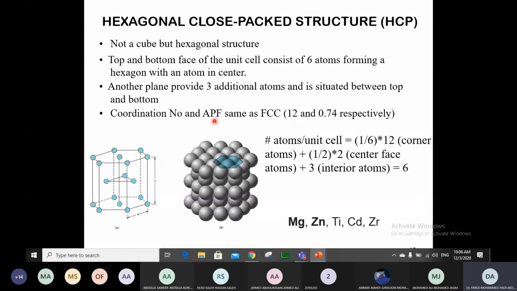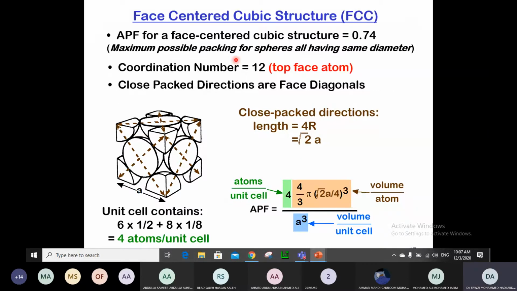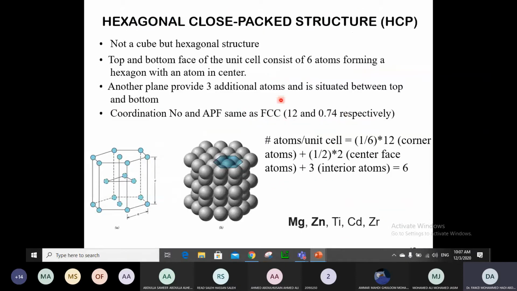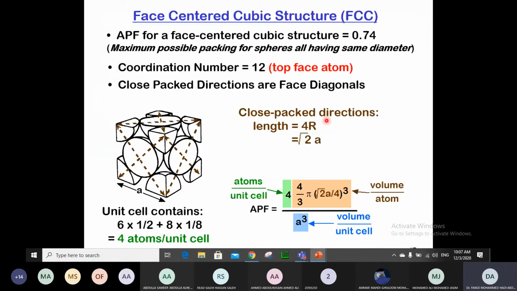Notice the coordination number of the hexagonal close pack and the FCC crystal structure is the same. In the FCC, we also noticed that the coordination number was 12. Here also we have 12. In addition, another similarity to the face center cubic crystal structure is that if we calculate the atomic packing factor, we will also find it to be 0.74. Remember, in the FCC crystal structure, we calculated it and found it to be 0.74.